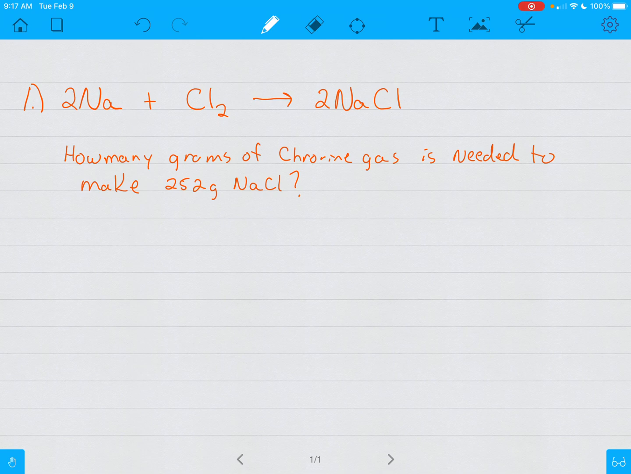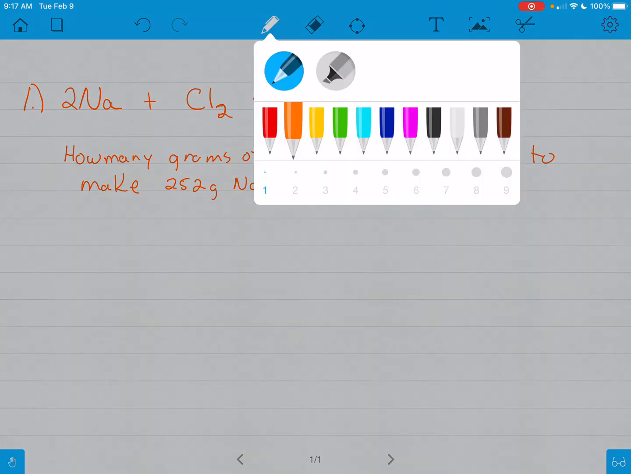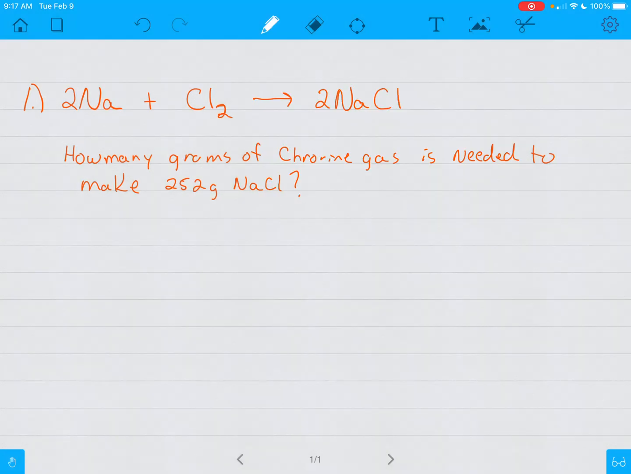And let's see, the first thing I want to do is I'm going to underline chlorine. Actually, let's do it with a different color. Whoops. And let's see, come back over here. And we'll change this to a different color. Let's make it green, right? Because why not? So we're going to put a question mark underneath chlorine. And this is going to be question mark grams. And I always mark my balanced equation like this because it helps me understand what I'm doing. It really gives me like a visual cue as to what's going on. Then I'm going to underline NaCl. And I have some information about NaCl, don't I? I have 252 grams of NaCl.